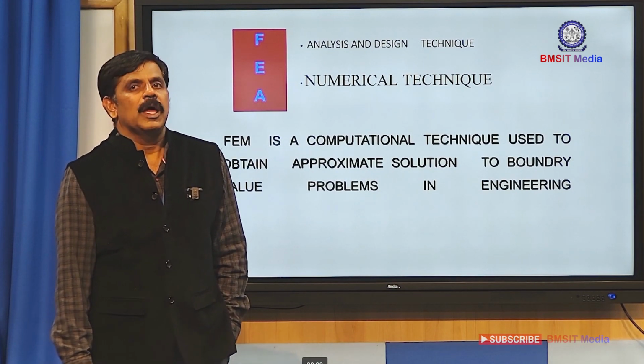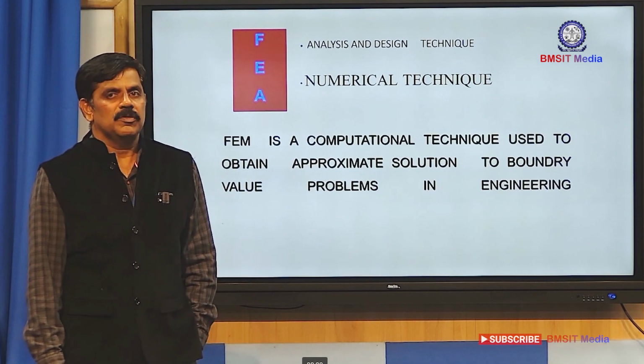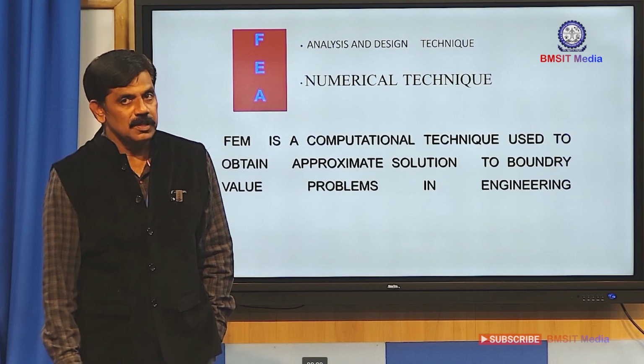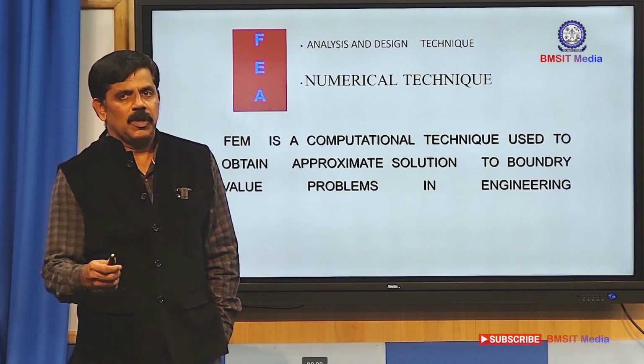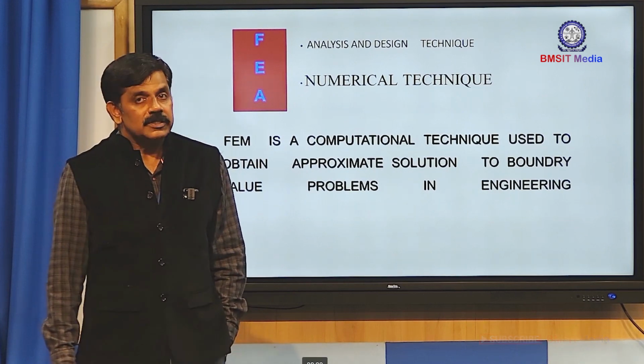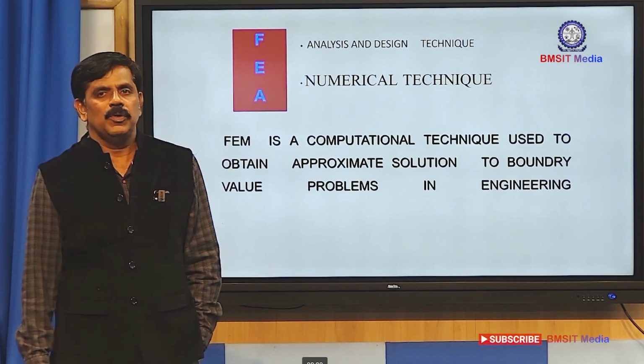The actual structure cannot be tested or analyzed by using a practical analysis, it is very difficult. It may not be technically feasible. So in such cases, one more method is the analytical method. In the analytical method, there are some restrictions. The standard cross section, standard boundary conditions, and standard loading only you can apply.